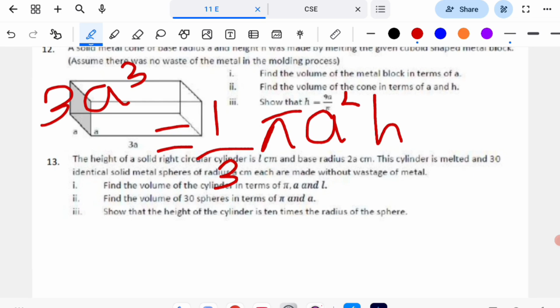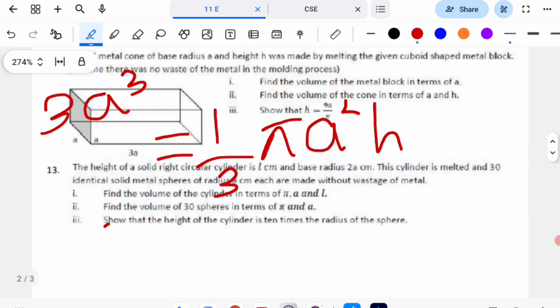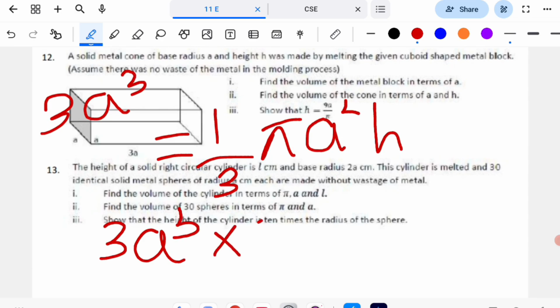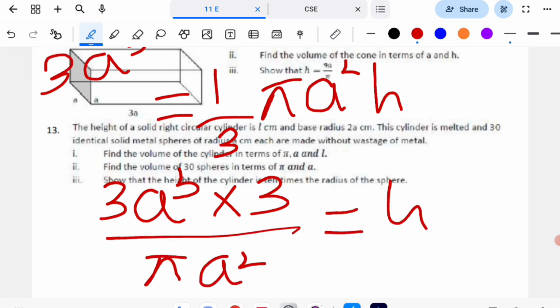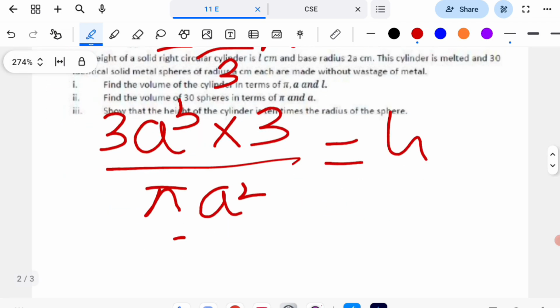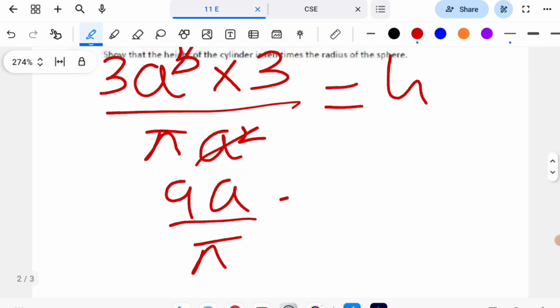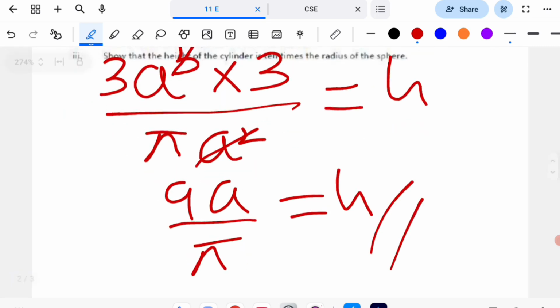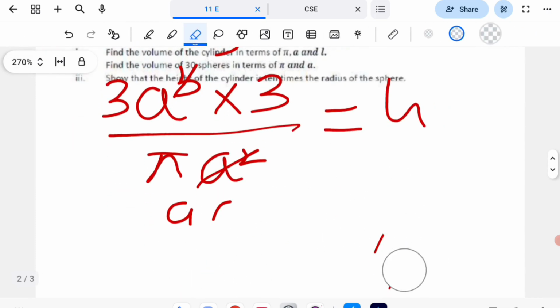I will bring all terms to the left hand side without h. 3a cube multiplied by 3 divided by 5a squared is h. 3 into 3, 9. We can cancel out 2a terms. Then a in numerator divided by 5 is the value of h. Then question number 13, last question.